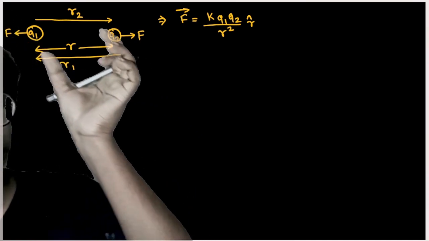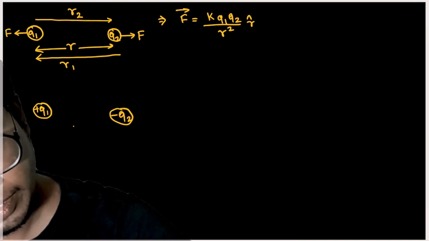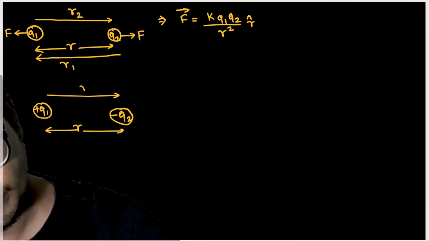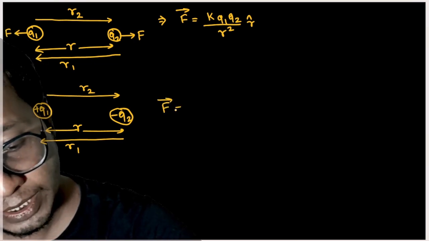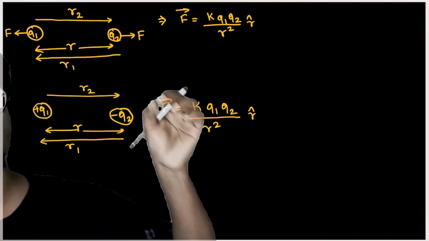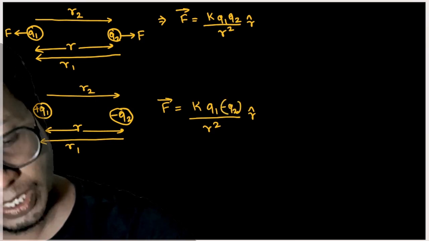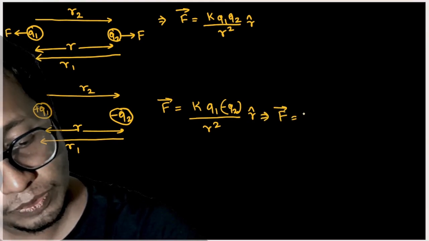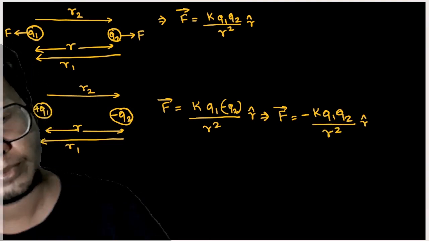Okay, now see what happens if the charges are opposite in nature, plus Q1 and minus Q2. Similarly, the R2 vector would go from charge 1 to charge 2. The R1 vector would go from charge 2 to charge 1, isn't it? So force out here is nothing but K Q1 Q2 by R square into R vector. Since the nature of charge 2 is negative, multiply Q2 by minus. When you bring this minus outside, it becomes F is equal to minus K Q1 Q2 by R square into R vector.